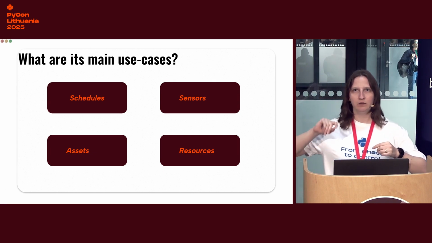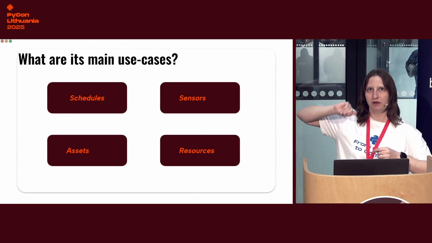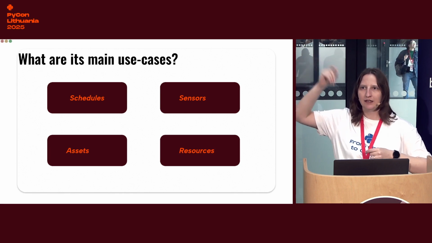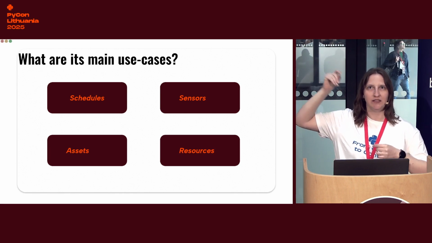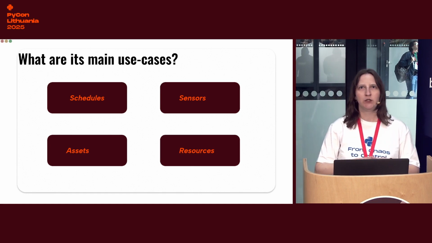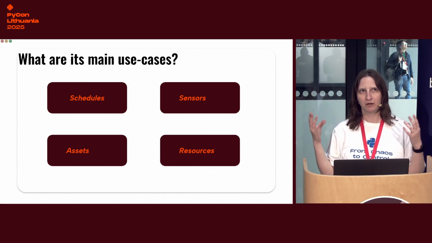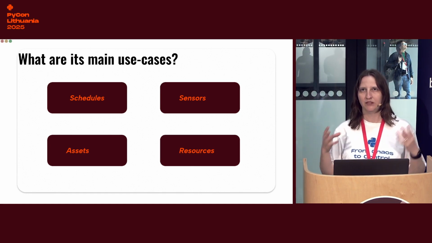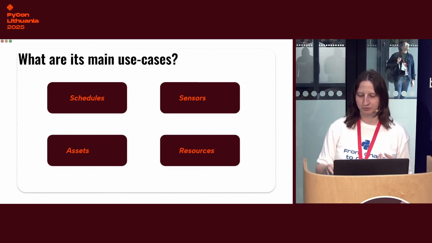A sensor is what I said before: when something happens outside. For example, a file appears in a bucket. You can add a sensor to see if this file is new and then do something else. And resources is how you communicate with external resources. If you talk about BigQuery, for example, it is a resource, how you connect to BigQuery.